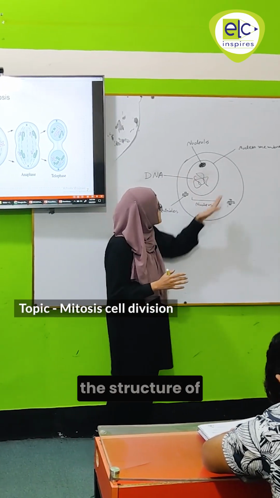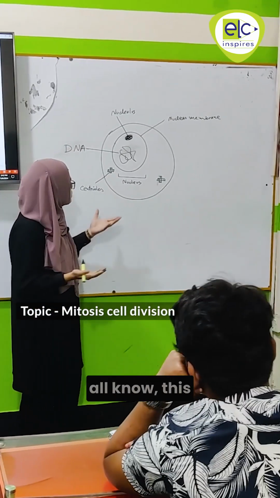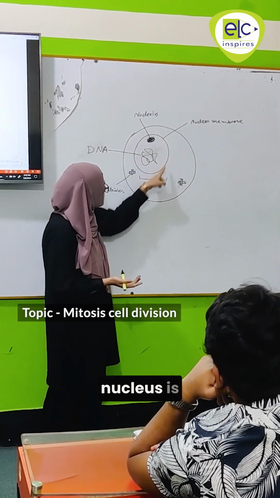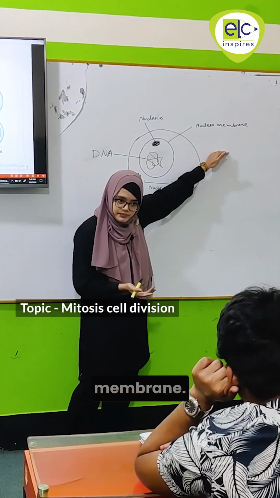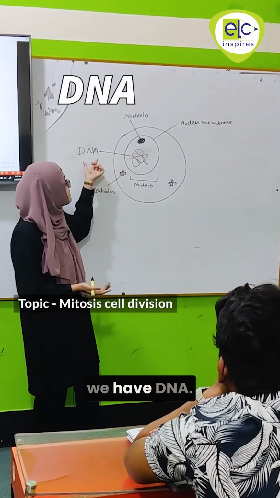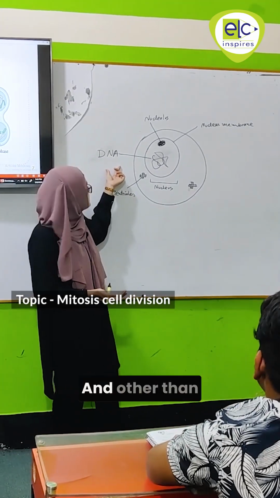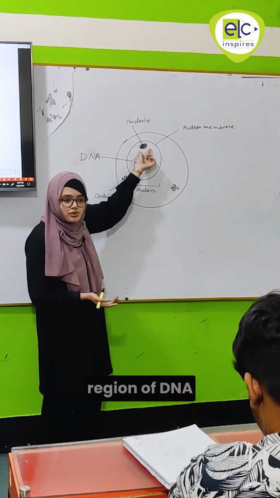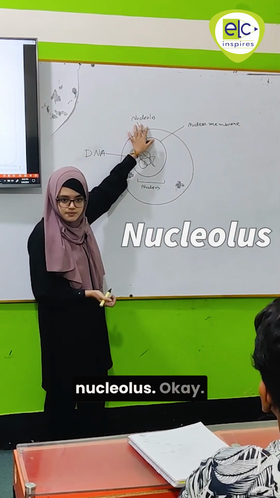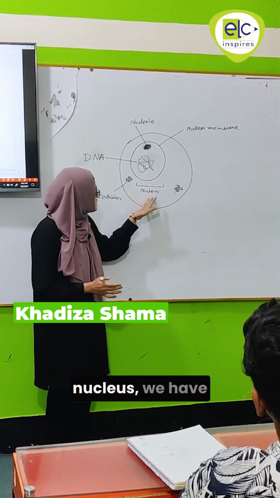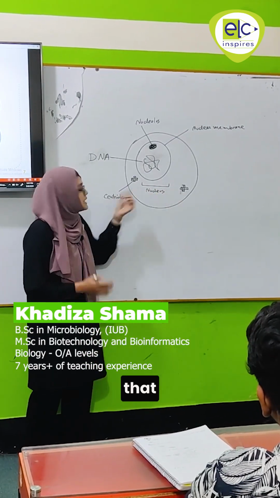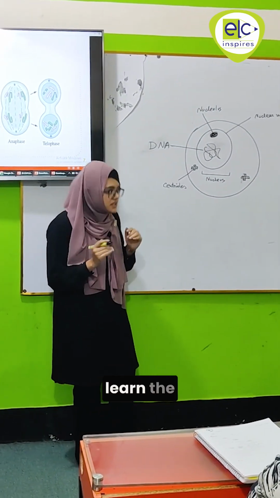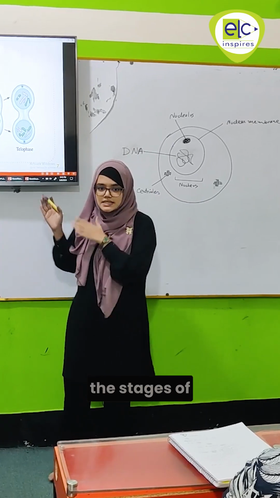Okay, so this is the structure of a cell, and as we all know, this is the nucleus, right? The layer that surrounds the nucleus is called the nuclear membrane. Inside the nucleus, we have DNA, right? And other than this DNA, we have another condensed region of DNA, that is the nucleolus. Okay? And other than the nucleus, we have another organelle that participates in mitosis, that is the centrioles. We will learn the function of centrioles in the stages of mitosis.